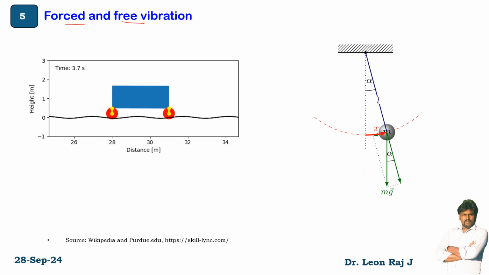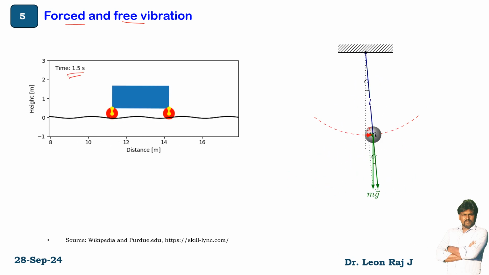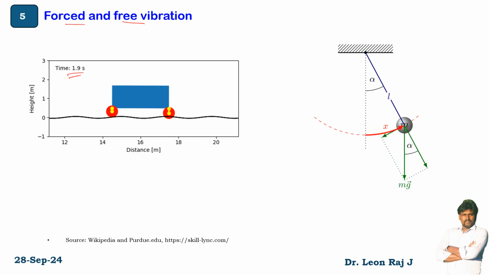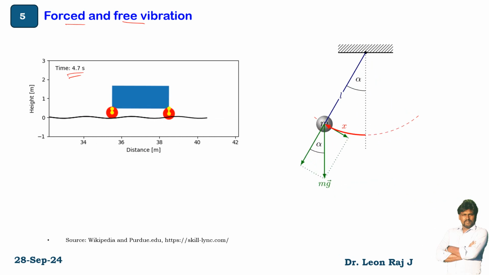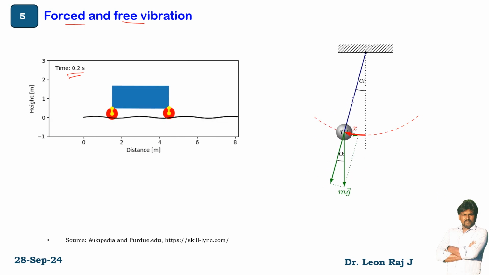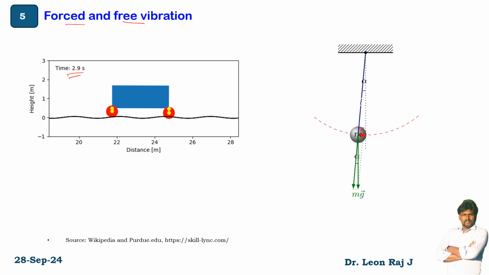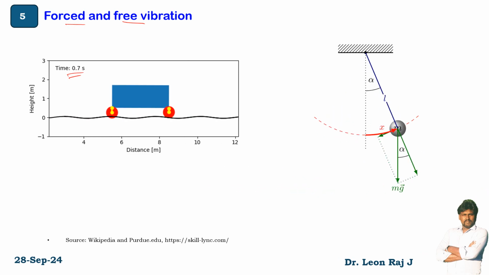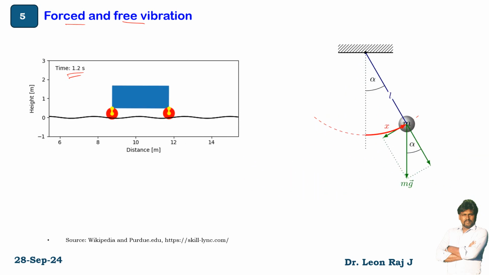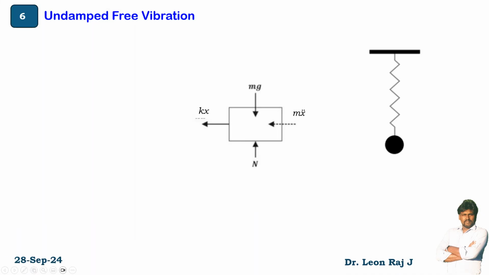So for a given time period 0 to 5 seconds, the height of the vehicle is almost 2 meters. So what type of undulation, and how the mass is experiencing vibration, all these things we are going to see in the next lecture. So here we are going to see the response of undamped free vibration.